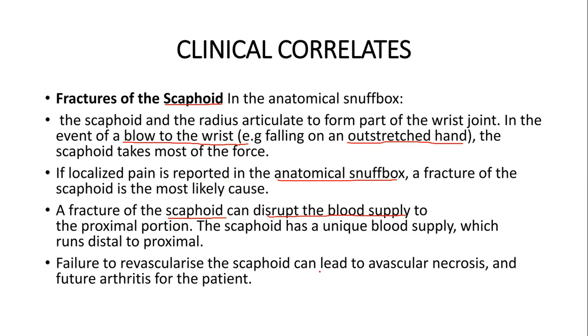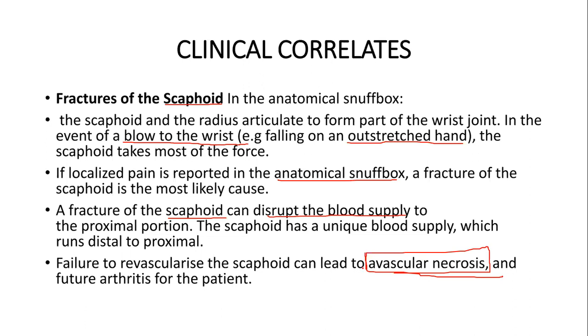this will lead to, if there is failure of revascularization, avascular necrosis will ensue. Okay, avascular necrosis will take place. So if one has tenderness over the anatomical snuffbox, you should be concerned about fractures of the scaphoid. And in such situations, the best thing to do is to immobilize that wrist, so that you have a reunion of the fractured portions of the scaphoid.